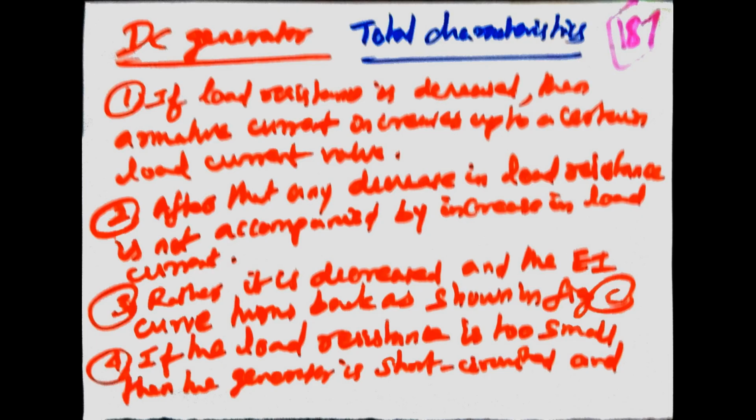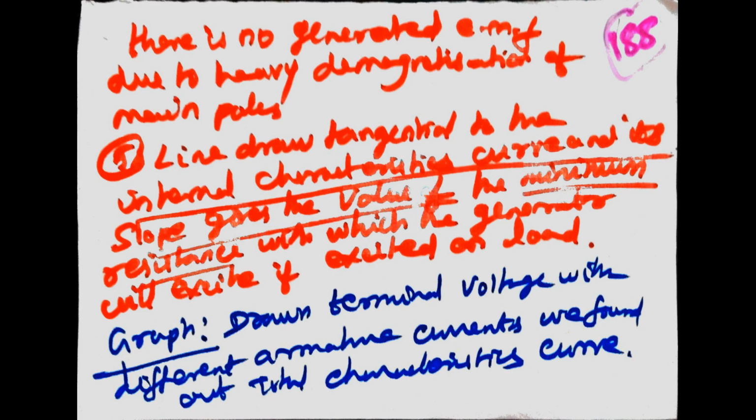First point, if load resistance is decreased, then armature current increases up to a certain load current value. Second point, after that any decrease in load resistance is not accompanied by an increase in load current. Third point, rather it decreases, and the EI curve turns back as shown in figure C. If the load resistance is too small, the generator is short circuited and there is no generated EMF, due to heavy demagnetization of the main poles. Fifth point, a line drawn tangential to the internal characteristics curve gives the minimum resistance with which the generator will excite if excited on load. The graph drawn of terminal voltage with different armature currents gives the total characteristics curve.